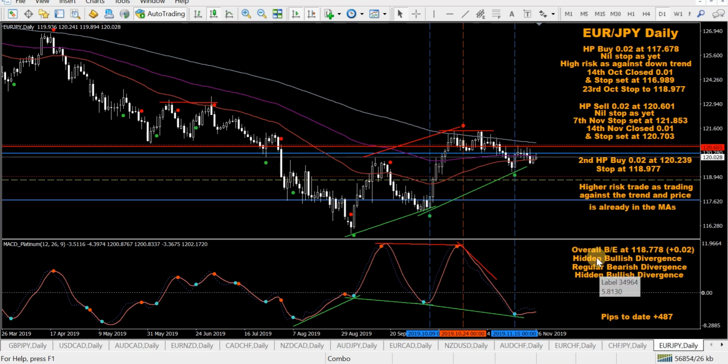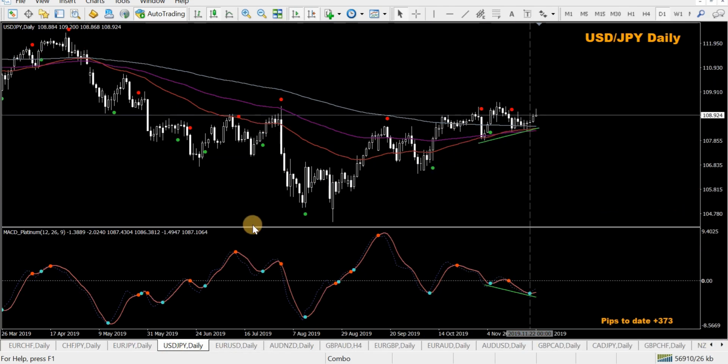Now you can read my notes, I've gone through all the divergences there, and overall break even, I'm plus 0.02 net long. So my overall break even's down here, so as long as price stays above that, I'm well and truly above the break even. But look at that, a week's worth of crap there. But anyway, that's the Euro yen. Not looking too bad there. Let's just move along.